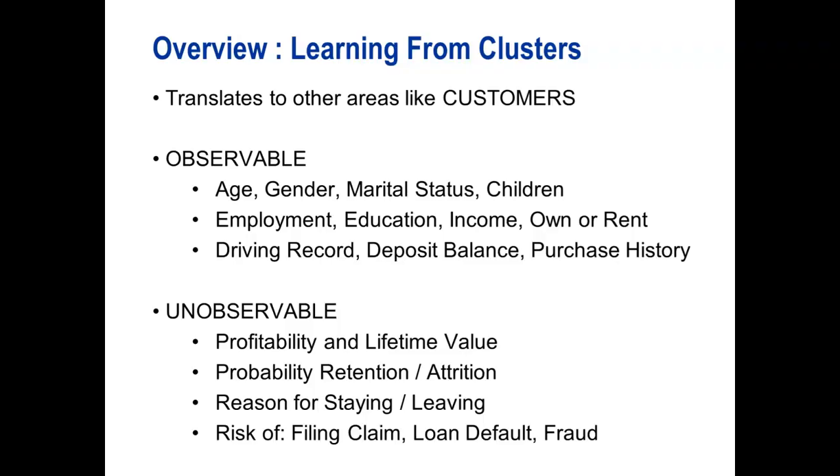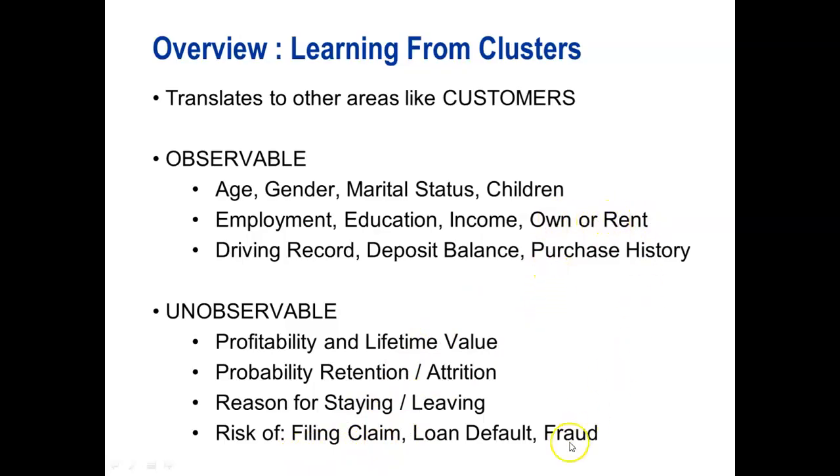Also, I can look at things like risk, filing a claim, loan default, fraud. For example, a person who has a low deposit balance is probably going to be more likely to default on a loan. I could look at other things like, for example, owning or renting. Believe it or not, if a person owns a house, they tend to have a better driving record. Why? Who knows? Maybe they're just more responsible. Renters tend to file claims more often.